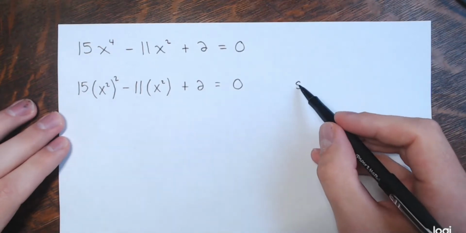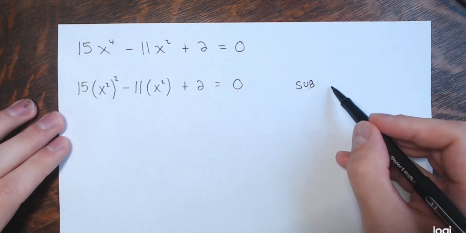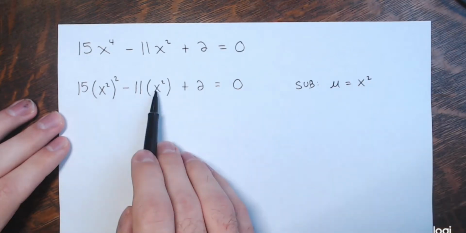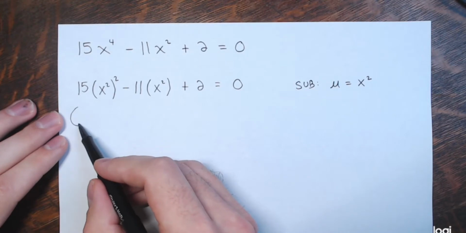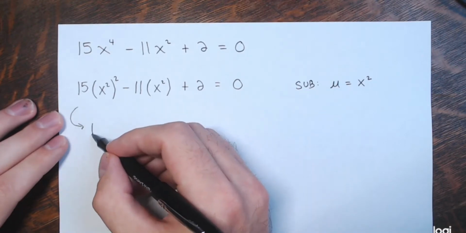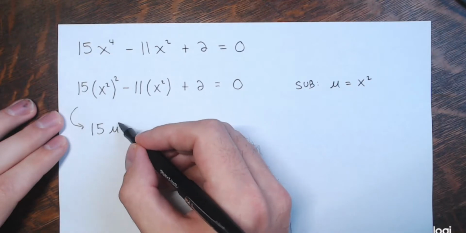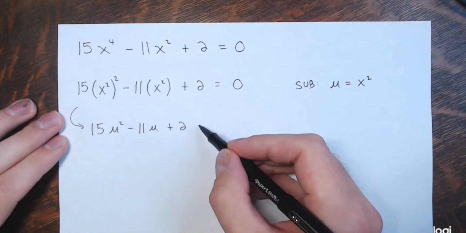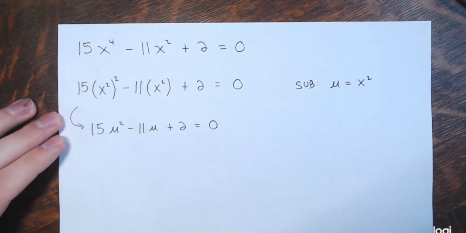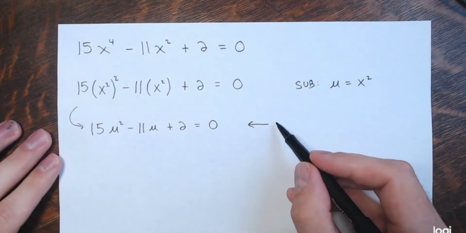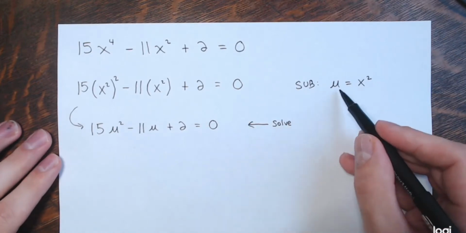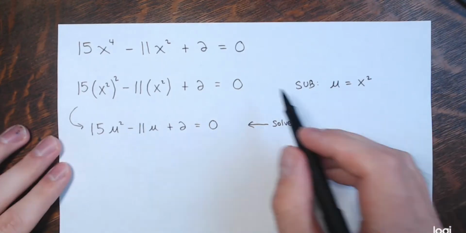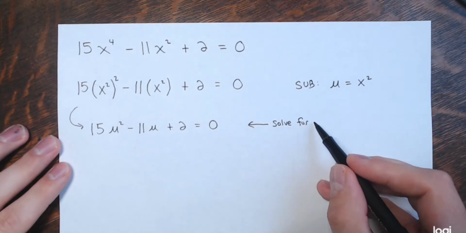Then I'll make the substitution. I'll replace x squared with u. All these x squareds here I'm going to replace with u. So after the substitution, this equation looks like this: 15 times u squared minus 11 times u plus 2 equals 0. And then I solve for u. I'm using u each time, but you can use any letter you want, as long as it's not the original letter again. So now I'm solving for u.